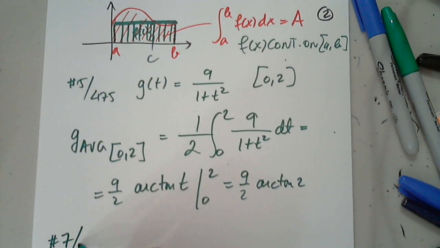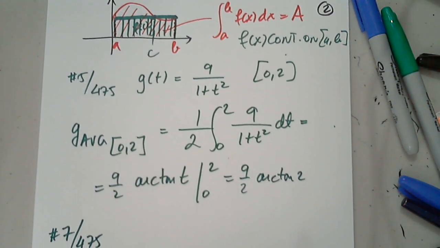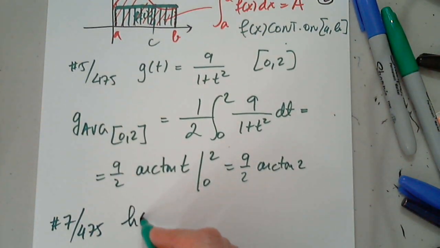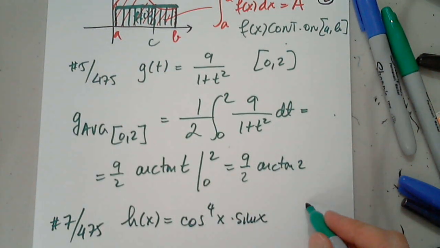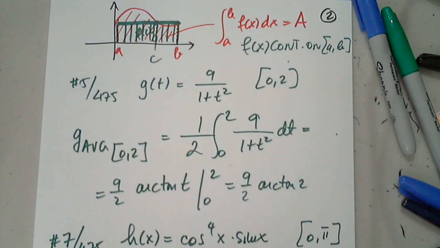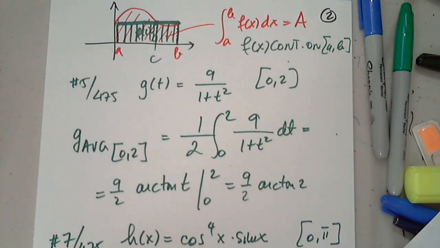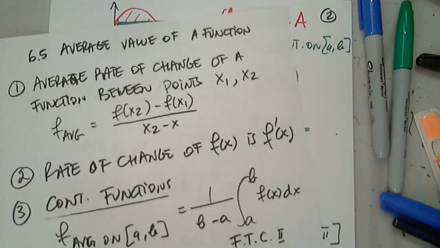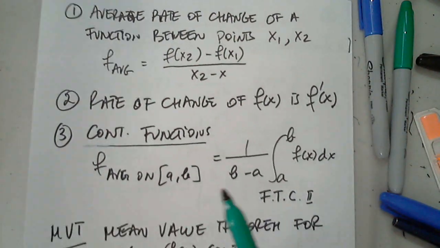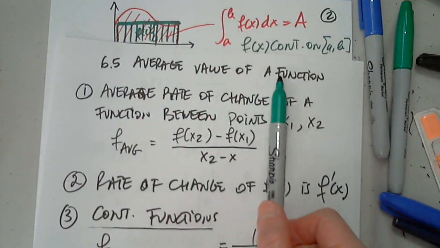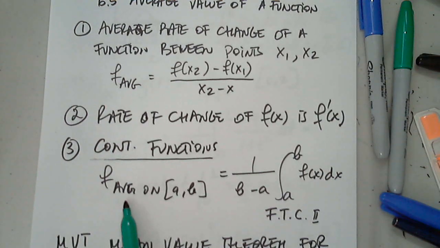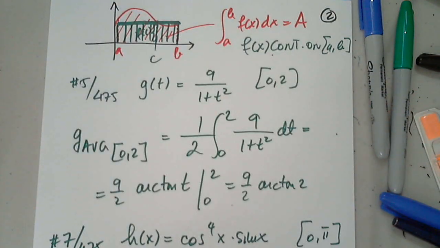Let's also look at 7 on 475. And we are given h of x, and this is cosine to the fourth x times sine x. And the given interval is 0 pi. Of course, the same question. In all these situations, we're asked to find the average value of a function, f average, on the given interval.